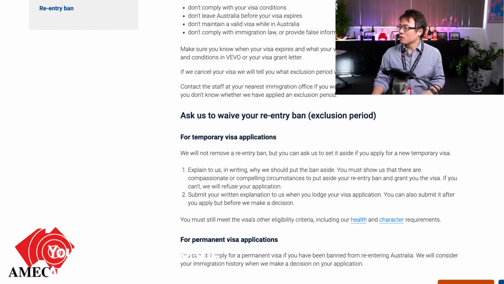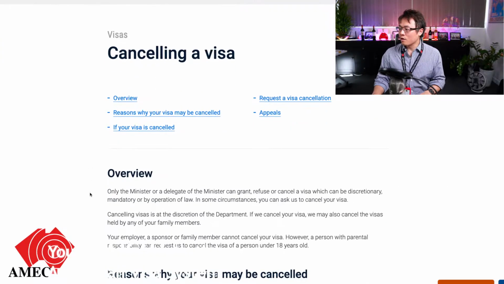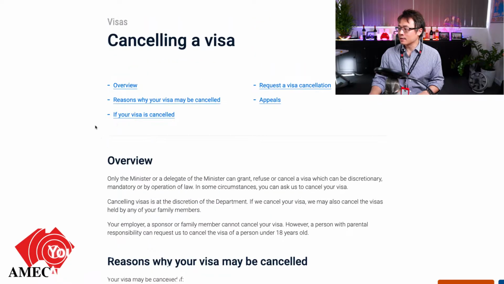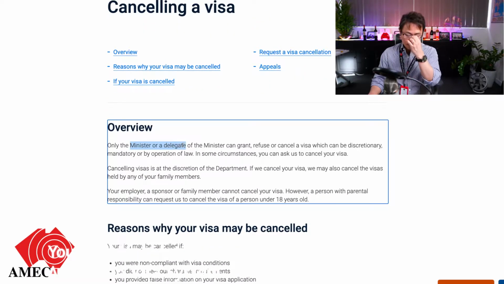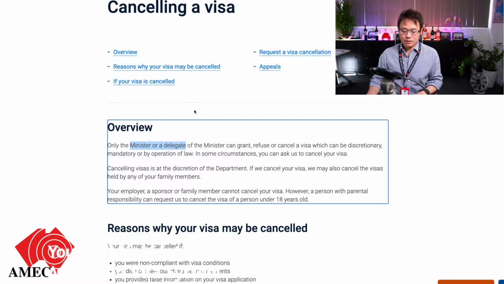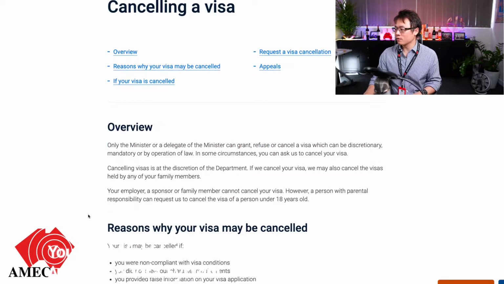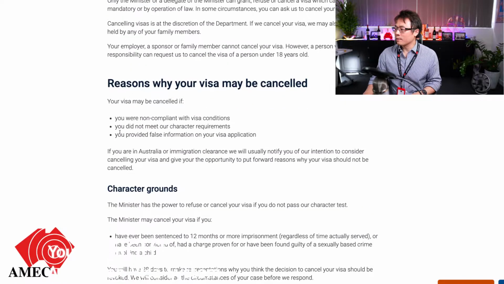Now, if we go to the other page, which has an overview, I can read through and explain more here. The overview says that the Minister of Immigration, or his or her delegates, meaning the case officer or immigration officer, have the right to grant, refuse or cancel your visa. So as for reasons to be cancelled, there are mainly three.